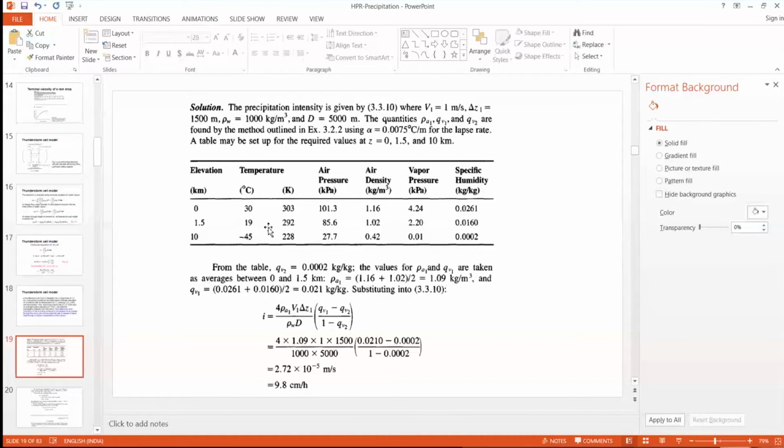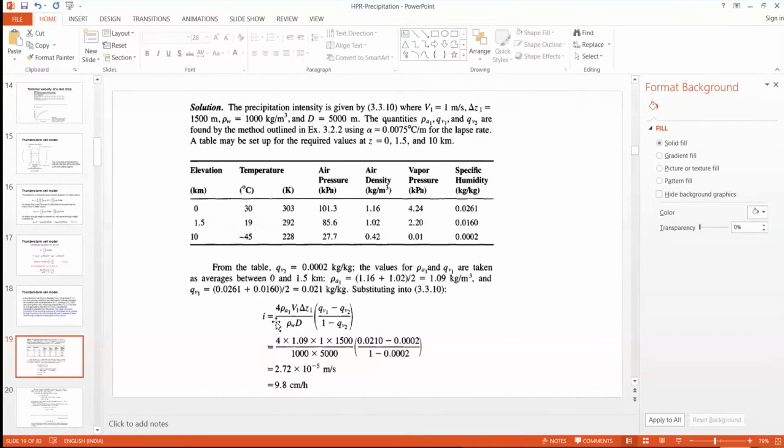But air is leaving at a height of 10 kilometers. So we can again get the temperature there as minus 45, and so we can again get air pressure, air density, vapor pressure, and specific humidity.